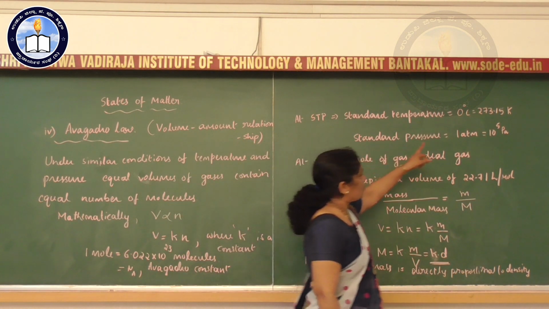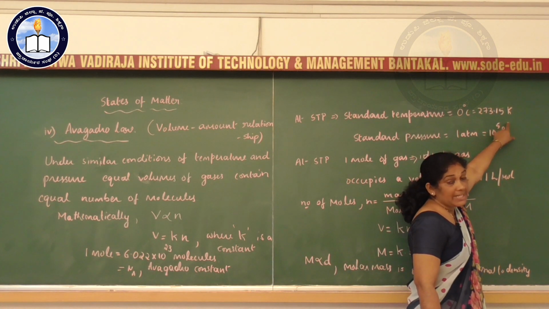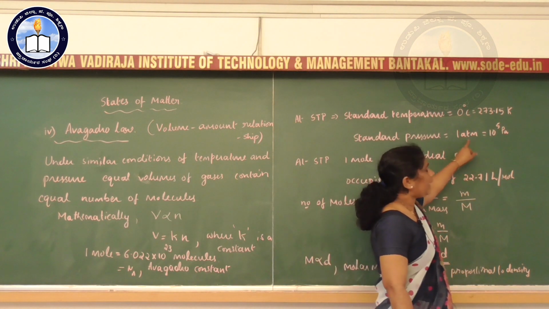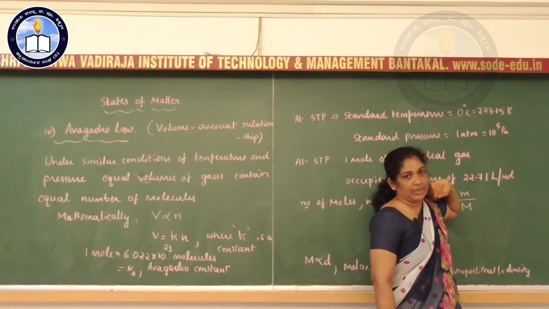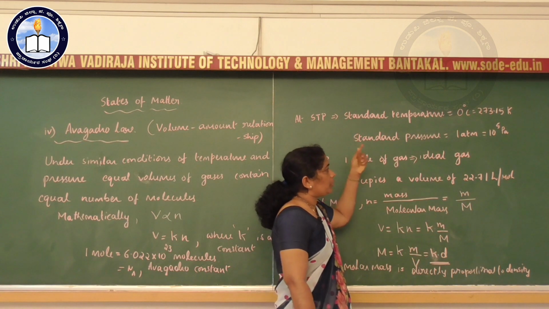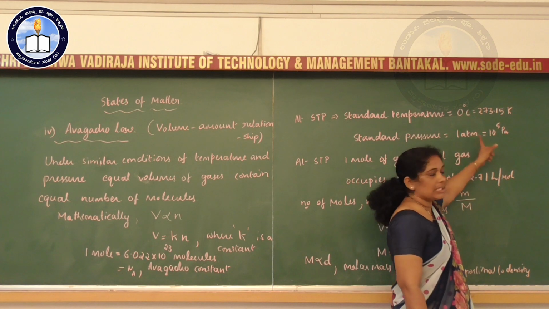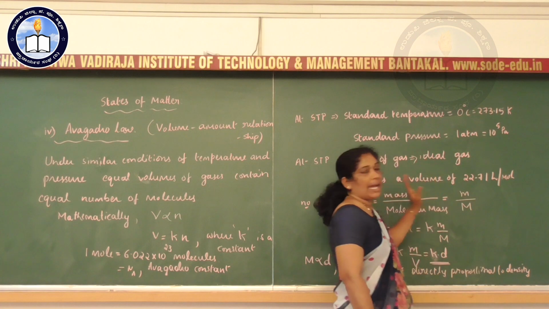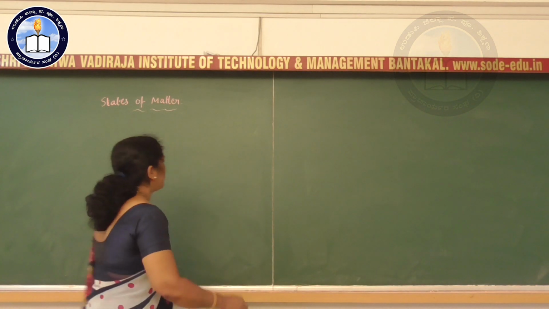If you see these values, this 273.15, which is the freezing point of water, and 1 atmosphere, it's the atmospheric pressure at sea level. So standard temperature and pressure values correspond to the freezing point of water and the atmospheric pressure at sea level. Next, let us move to the next concept, that is ideal gas.